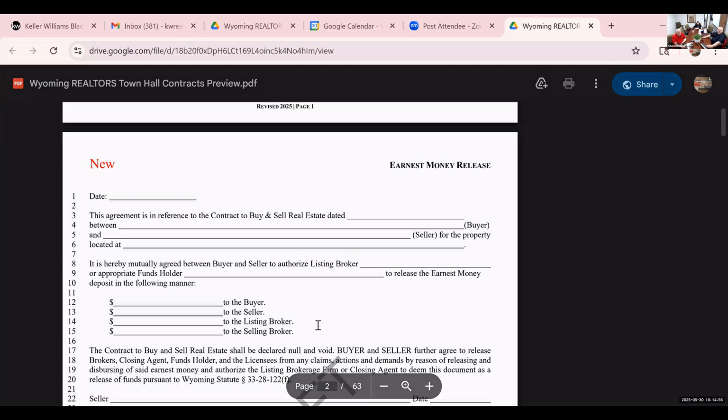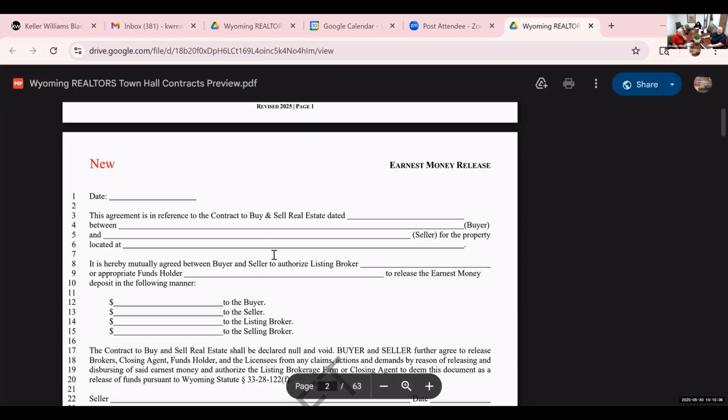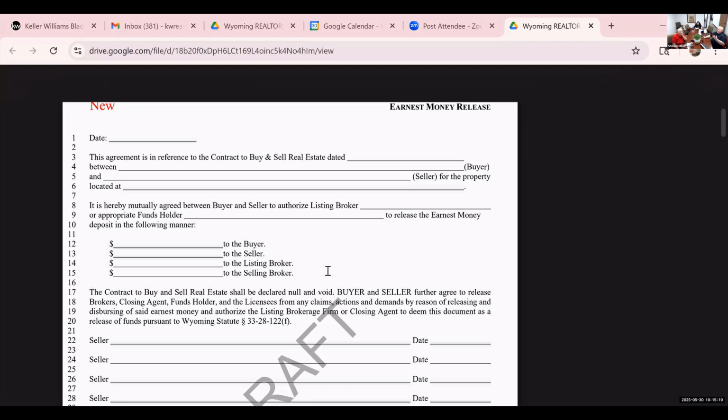In this earnest money release, you have to have an agreement by both parties, and then there's a designation of where the money goes. How much goes to the buyer, how much goes to the seller, listing agent, selling agent, whatever the case is. So just fill it out and you can use it. It also gives you a little bit of separation between a cancellation of a contract or a voidable contract at that point and the earnest money section. I can be out of contract and still not know what I'm doing with the earnest money.